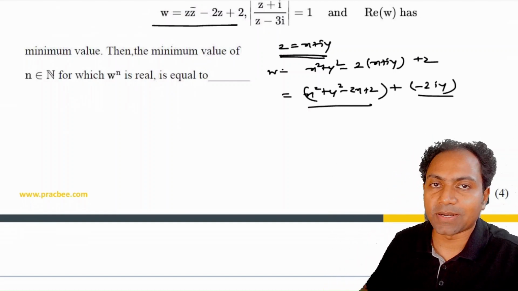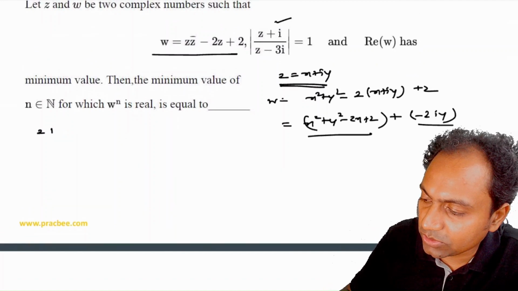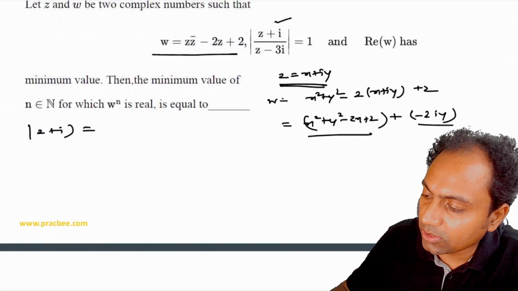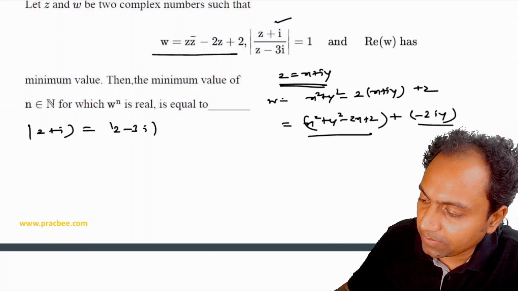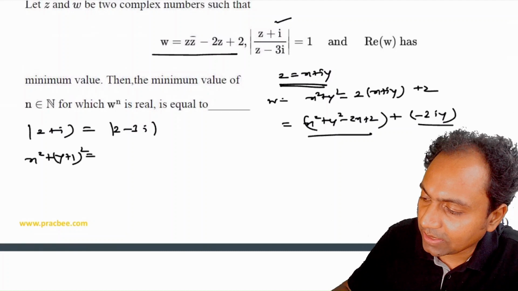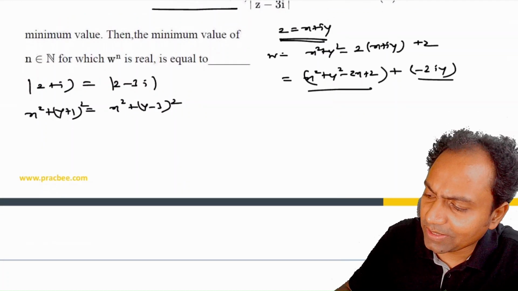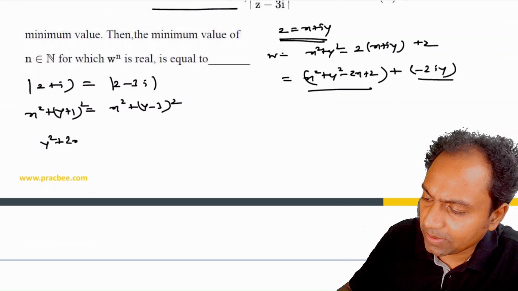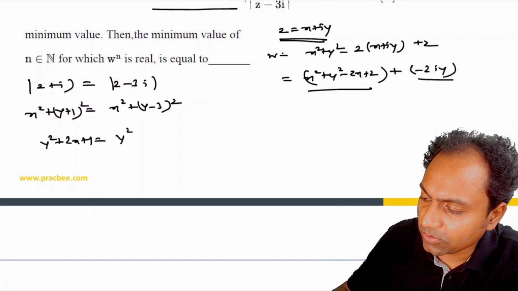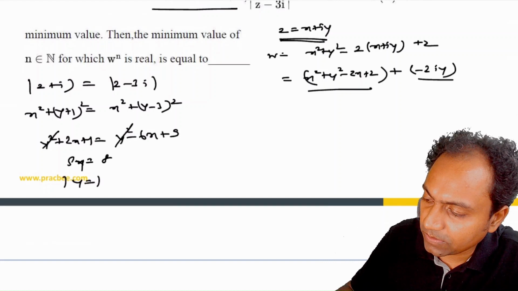Now, this is the first part. They have also given one more condition, that z also belongs to this set. So let us also simplify that part. Mod of z plus i is equal to mod of z minus 3i. So if I simplify this, it is x square plus y plus 1 whole square, and the second one is x square plus y minus 3 whole square. If you simplify this part, this becomes y square plus 2y plus 1 on one side and y square minus 6y plus 9 on the other. X square will get cancelled out, and y square will also get cancelled out. What we are getting is 8y is equal to 8, or y is equal to 1.